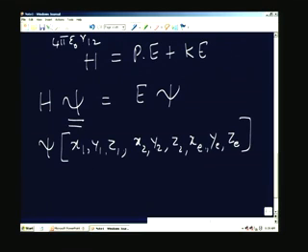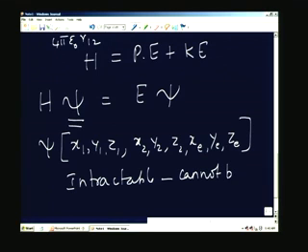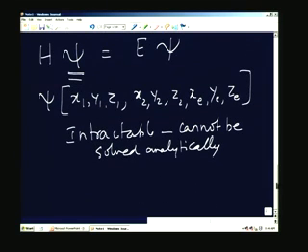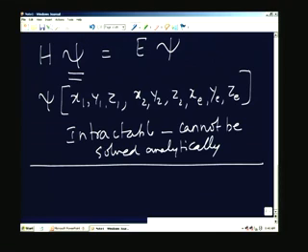So psi is a function of these 9 coordinates, and the Hamiltonian contains derivatives with respect to all these 9 coordinates, as well as the interaction energy. Therefore you see that the problem is intractable. I mean, it cannot be solved analytically. This is for the hydrogen molecule ion. What is the case of the hydrogen molecule?